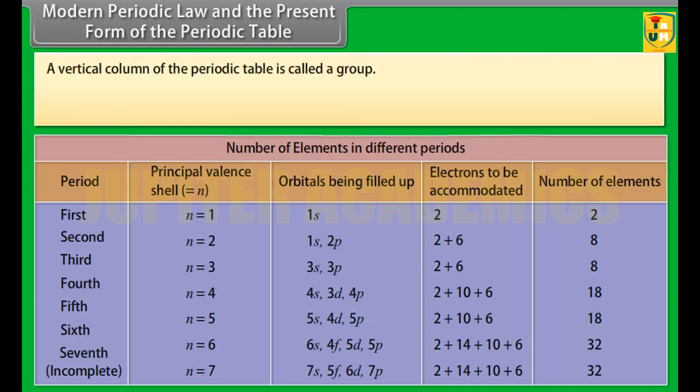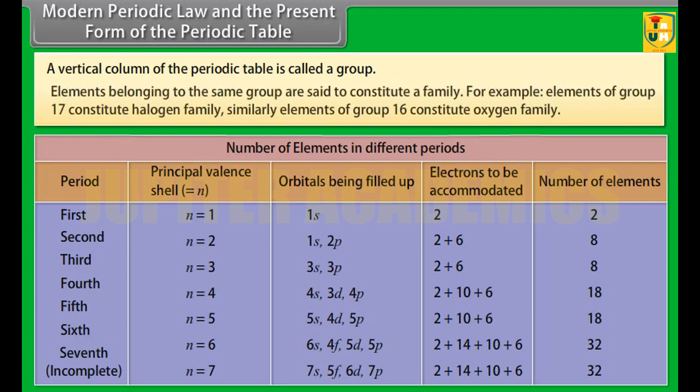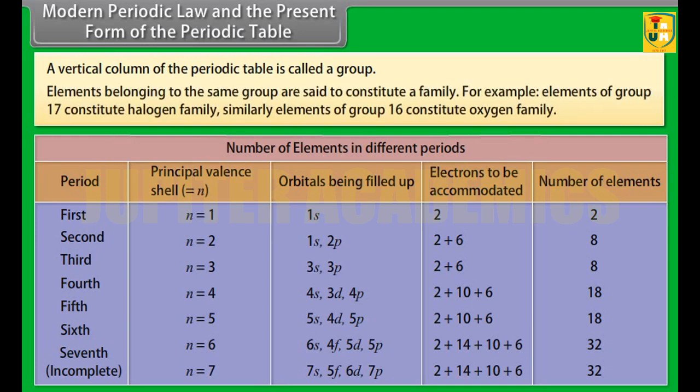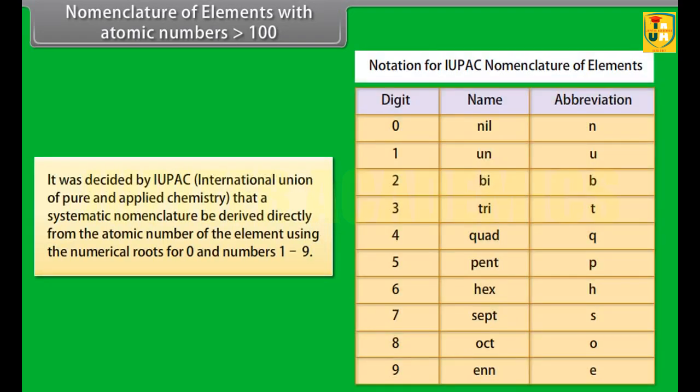A vertical column of the periodic table is called a group. Elements belonging to the same group are said to constitute a family. For example, elements of group 17 constitute the halogen family. Similarly, elements of group 16 constitute the oxygen family. Nomenclature of elements with atomic numbers greater than 100. It was decided by IUPAC, the International Union of Pure and Applied Chemistry, that a systematic nomenclature be derived directly from the atomic number of the element using the numerical roots for 0 and numbers 1 to 9.